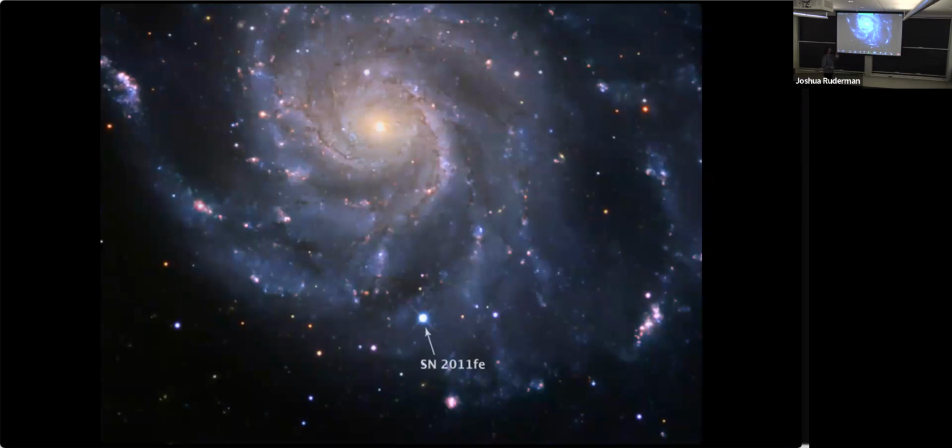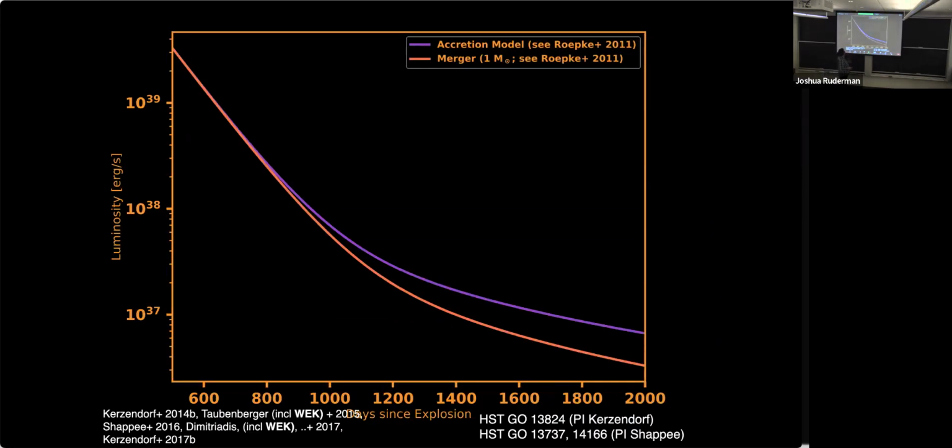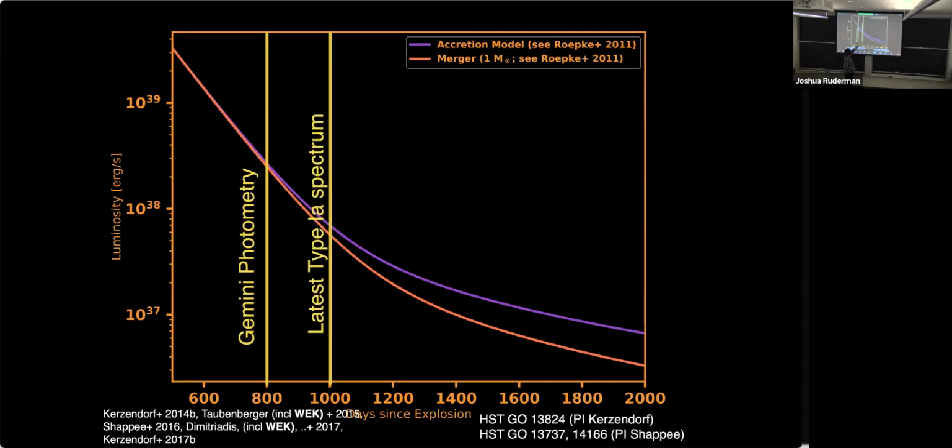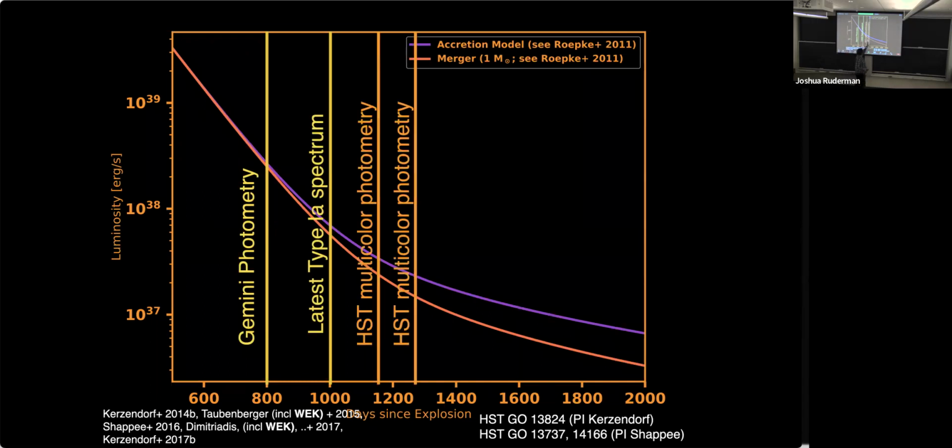Normally, you can follow up a supernova until a couple of 100 days, and then they're just way too faint to observe, to test this experiment. And so what we did is we started with Gemini photometry, then there was a couple of spectra by Stefan Taubenberger and Melissa Graham, I think. There were 2 spectra at 1,000 days. And then we had 2 programs doing HST multicolor photometry.